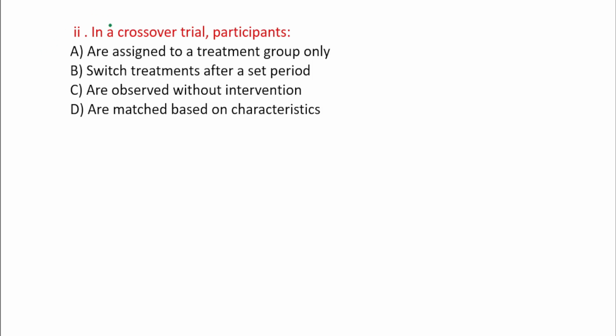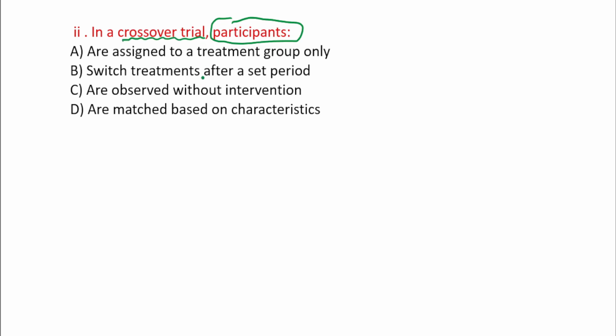Now see this question. In a crossover trial, the participants are what? Let us see the options. Option A, participants are assigned to a treatment group only, or option B, participants switch treatments after a set period, or option C, the participants are observed without intervention, or option D, the participants are matched based on characteristics. So in a crossover trial, what will happen to the participants? In which trial? In a crossover trial.